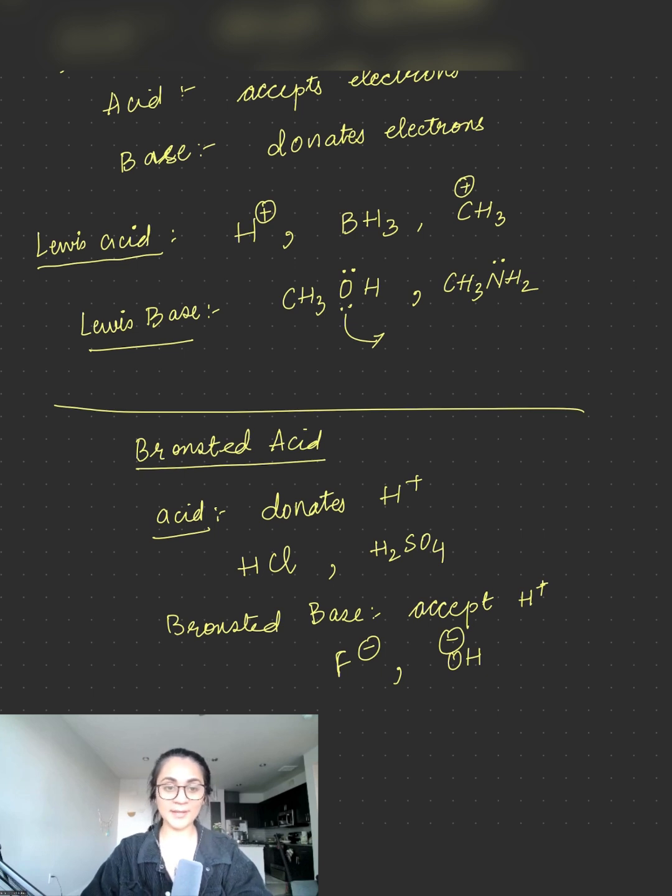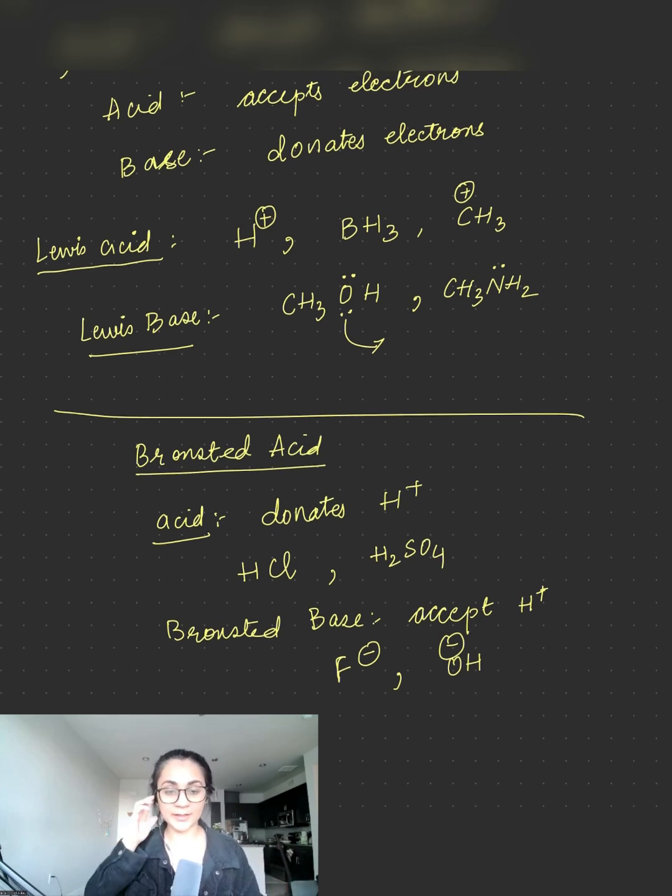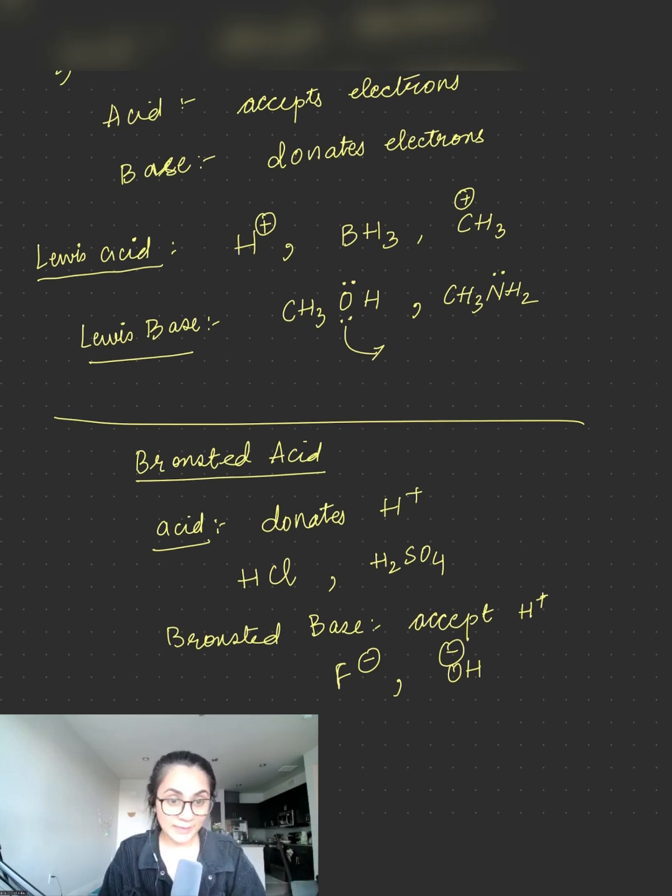Now if we pay attention here, a Lewis acid is something that accepts electrons, and a Bronsted acid is something which donates the H plus. So although they're opposite in terms of accepting electrons and donating the H plus, don't forget, the terms are different. One is accepting electrons, and the other one is donating the H plus.